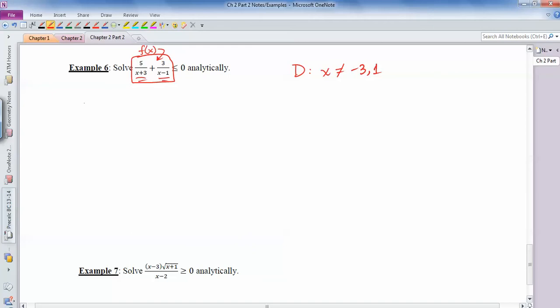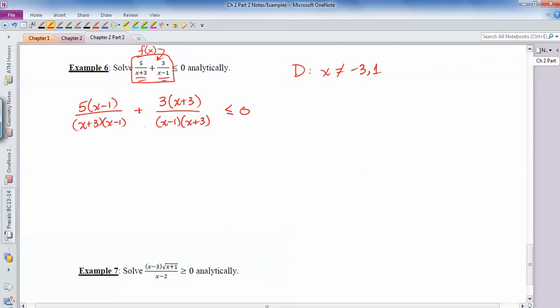Okay. So if I combine the fractions, I'm going to multiply the first one by x minus 1 over x minus 1. So I get 5x minus 1 over x plus 3, x minus 1. And I've got to multiply the second one by x plus 3 over itself. So I get x plus 3 on top over the original x minus 1 times x plus 3. And I care about when this is less than or equal to 0.